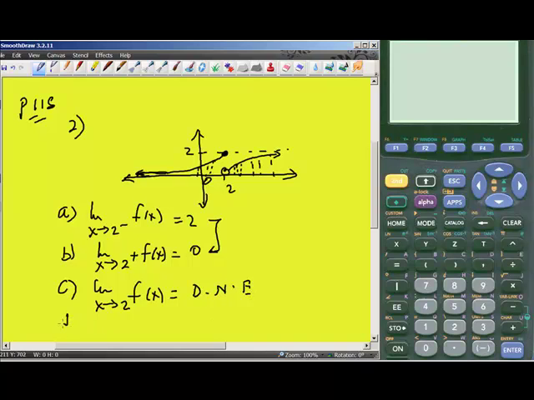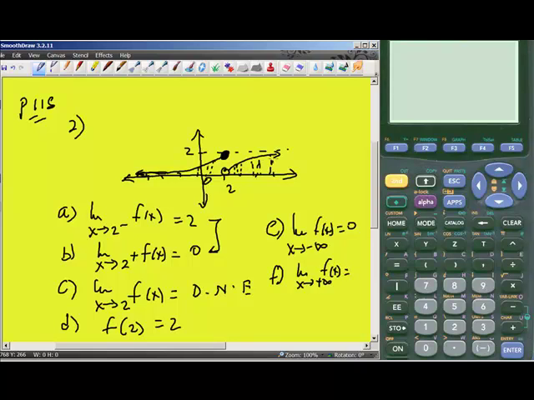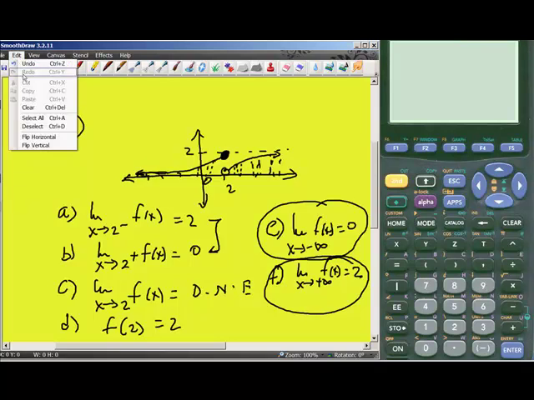But in part D, what is f of 2? F of 2 is actually 2. So that's where I have a closed circle. I have a 2. In part E, I'm checking the end behavior: the limit as x goes to negative infinity of f of x. That means when I go to the far left, it's going to go to 0. And then finally F, which is the limit as x goes to positive infinity of f of x. When I go to the far right, it's flattening out at 2. So it does have a horizontal asymptote at y equals 0, and I have another horizontal asymptote where y is equal to 2. That's problem number 2.